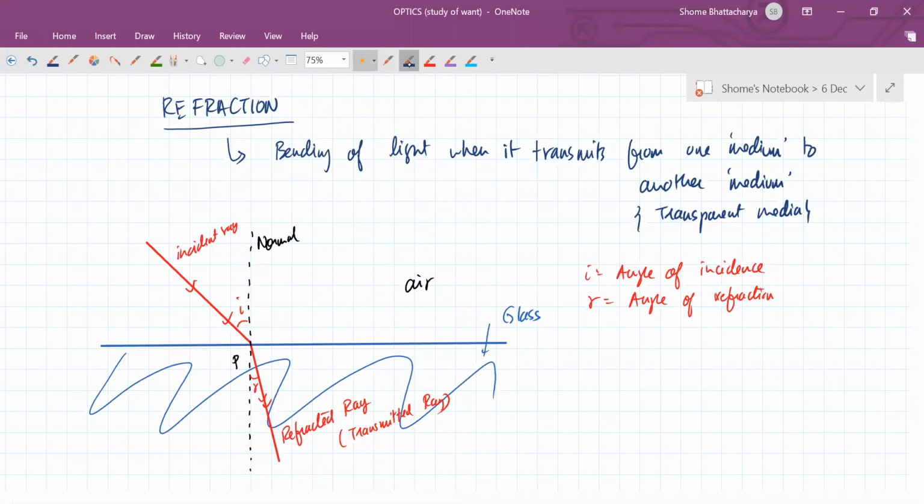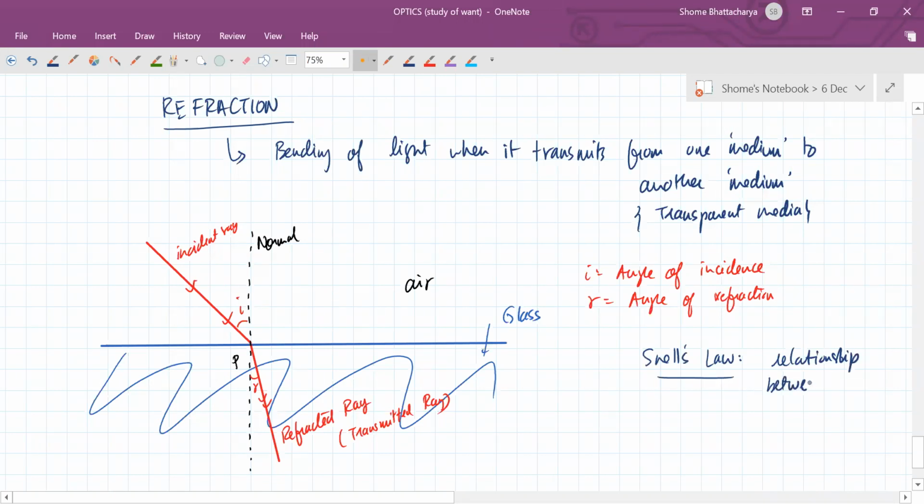So there is a relationship between i and r which is called Snell's law. That is the relationship between the angle of incidence and the angle of refraction. Okay. Sorry, refraction.